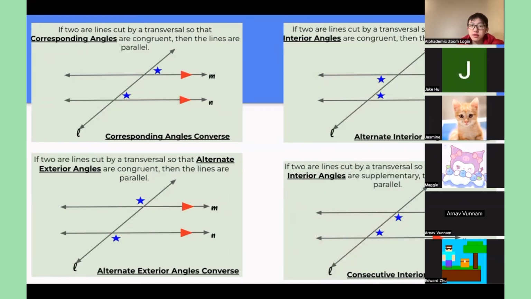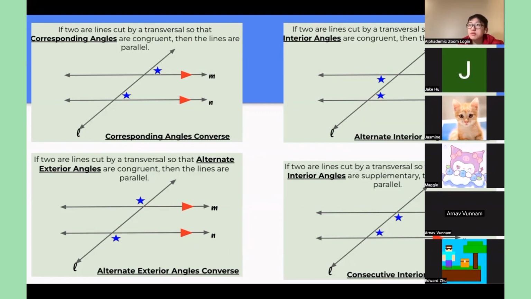And then with any of these, we have the converses. So the corresponding angles converse: if two lines are cut by a transversal so that corresponding angles are congruent, then the lines are parallel. If two lines are cut by a transversal so that alternate interior angles are congruent, then the lines are parallel. If two lines are cut by a transversal so alternate exterior angles are congruent, then the lines are parallel. And lastly, if two lines are cut by a transversal so that consecutive interior angles are supplementary, then the lines are parallel.